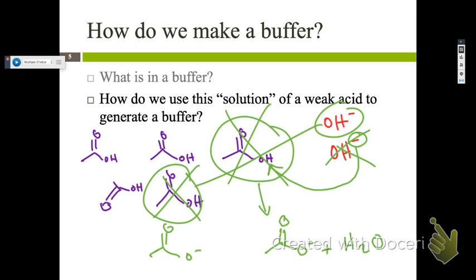2 totally legit ways of making a buffer of acetic acid and acetate. And if we wanted to, we could say that because this came from sodium hydroxide, it's actually a really similar way to make a buffer, because remember, sodium acetate had the sodium cations floating around as well. So both of these have spectator ions of sodium in the solution. Questions?